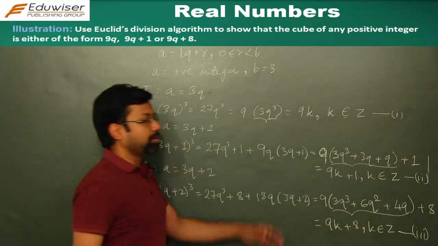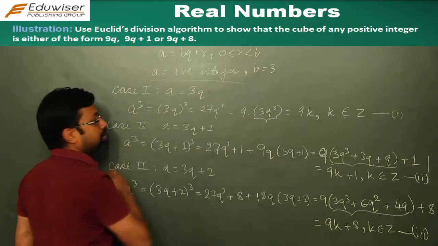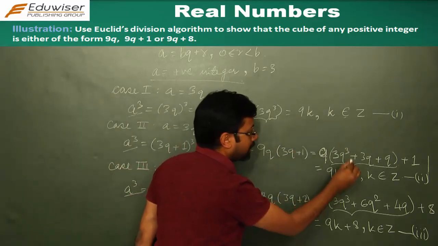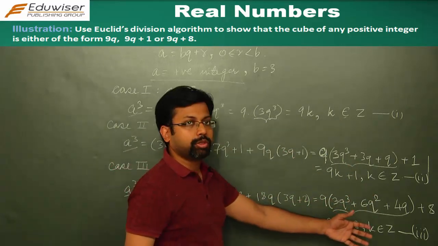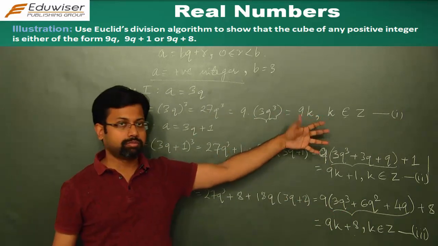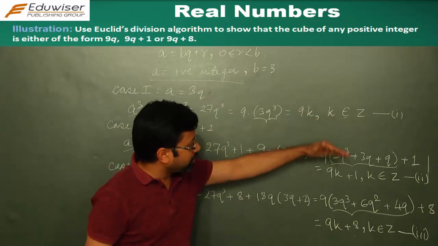And what do we get from equations 1, 2 and 3? That for any positive integer, its cube will be of the form 9k or 9k plus 1 or 9k plus 8, where k is some integer. In the question you have q, I just have changed it to k. So you can keep it as q or you can make it as k over there. So this is what we had to prove.